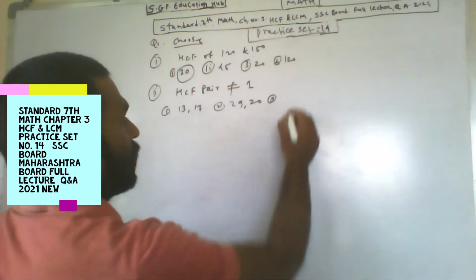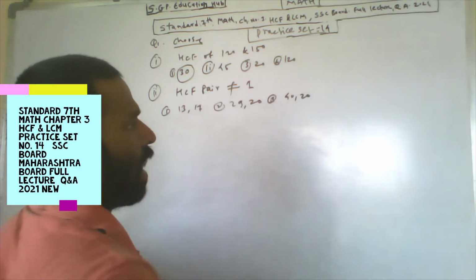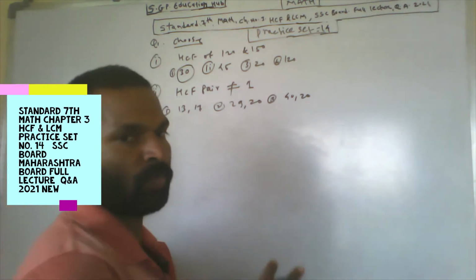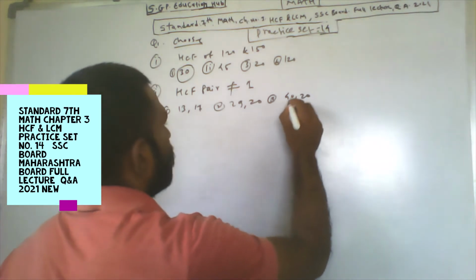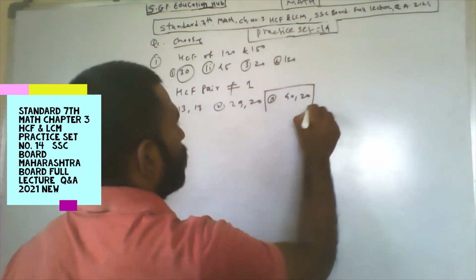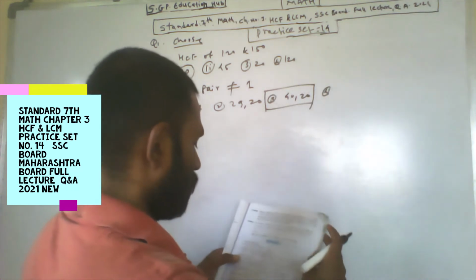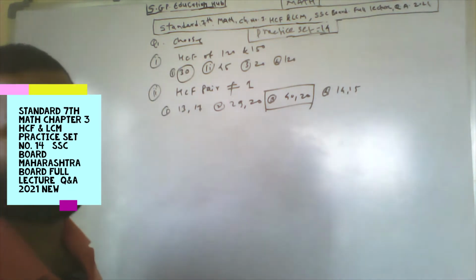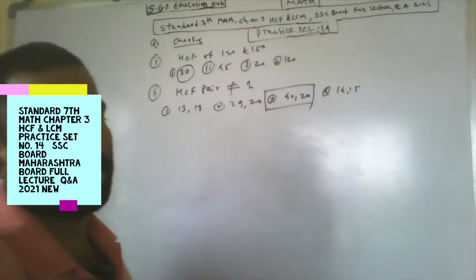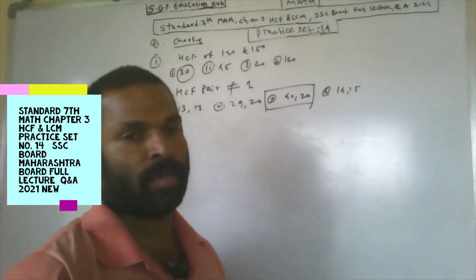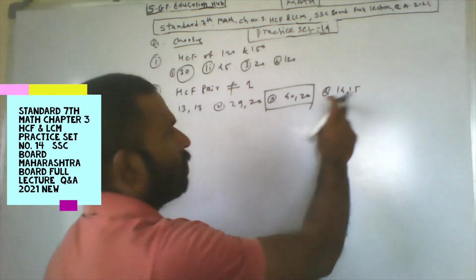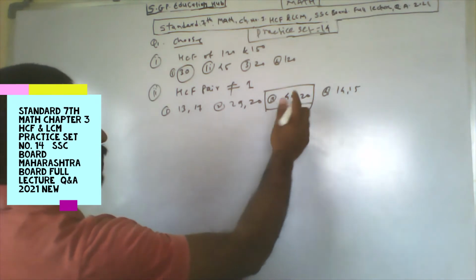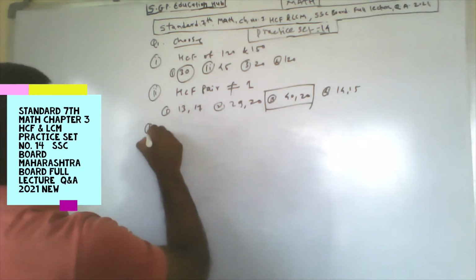Third is 40 and 20. This is the answer, because both values have common factors more than 1. The third option is the answer. The fourth option is 40 and 50. Two consecutive natural numbers are a co-prime pair, so this is not the answer. The answer is the third option, 40 and 20.